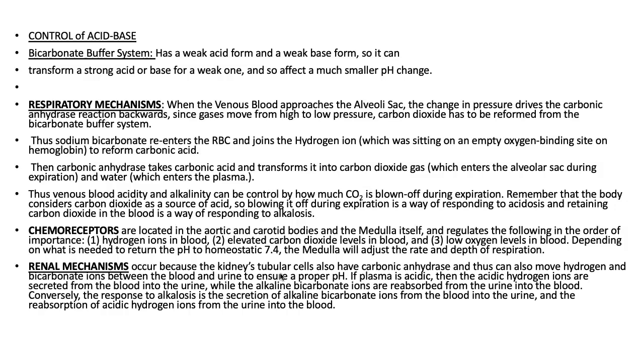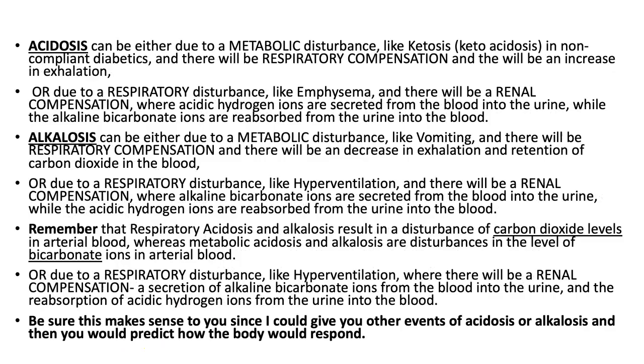So if you were in acidosis, then at the kidney, you would be able to take the acidic hydrogen, put it into the urine, that's the secretion, and then take the bicarbonate ion, which is alkaline, and move it out of the kidney and into the blood. Okay, so those are the two mechanisms that we're going to play with.